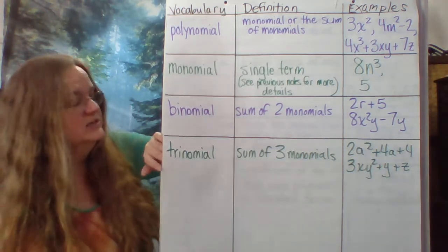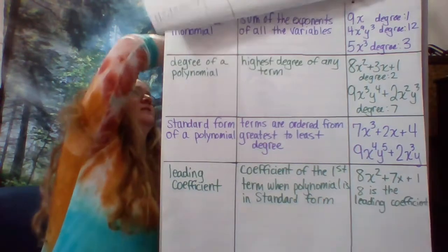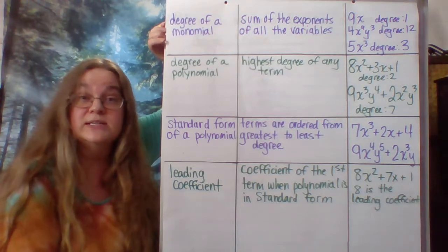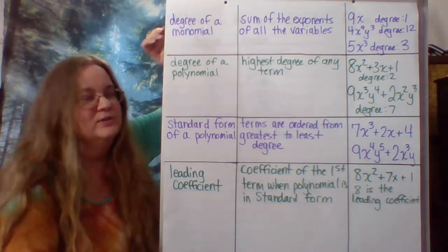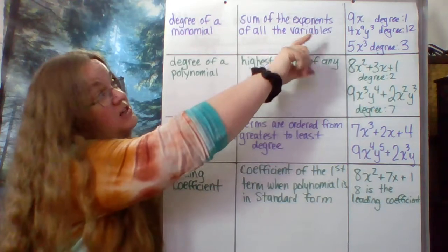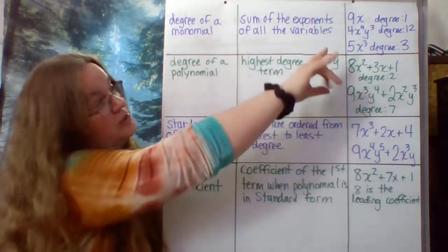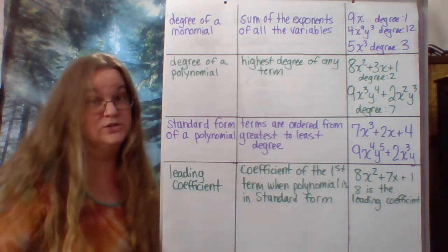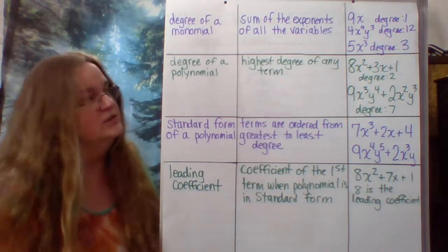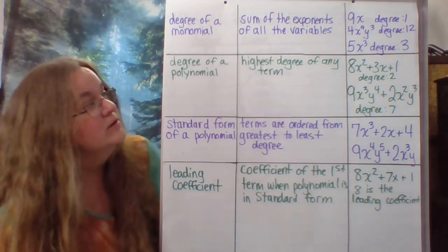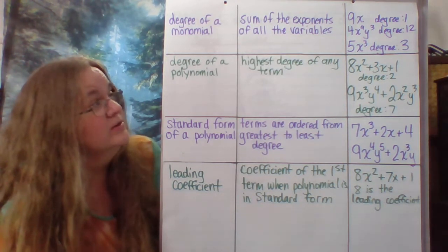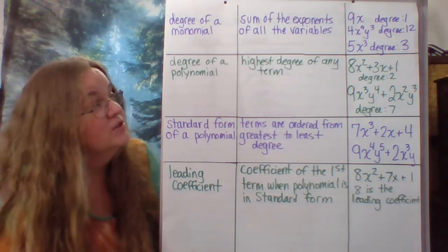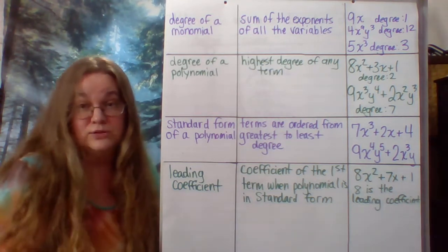Okay, so let's take a look at some of the things that we're going to be doing. One of the things you're going to be doing in this lesson is calculating the degree of a monomial, okay? And that's a fancy way of saying the sum of the exponents of all of the variables. So when you're looking at the first example, 9x, remember when a variable is by itself, it's just x. It has an exponent of 1, so the degree is 1. When you look at 4x to the 9th, y to the 3rd, that's degree 12 because 9 plus 3 is 12. When you look at 5x to the 3rd, that's degree 3 because it's to the 3rd power.